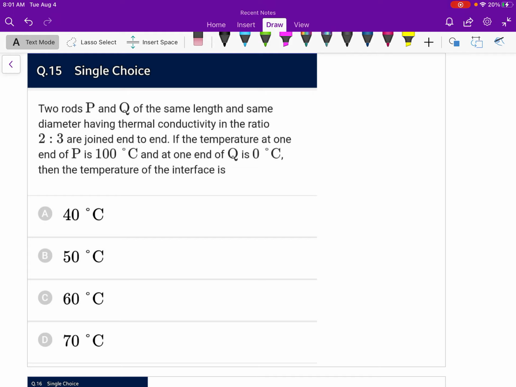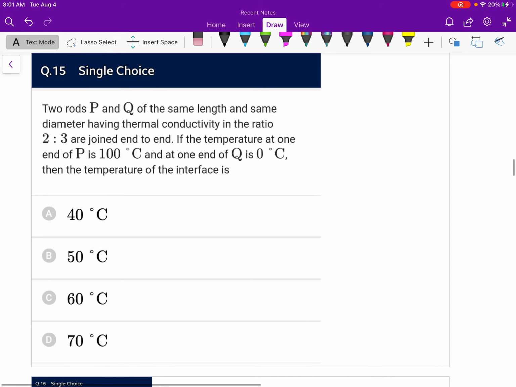Two rods have the same length and same diameter, having thermal conductivity this. If the temperature at the end P is 100 and Q is 0, then the temperature of the interface. So this is rod 1, and this is rod 2. Conductivities are 2K and 3K. Left side temperature is 100, right side temperature is 0, and here temperature is T.